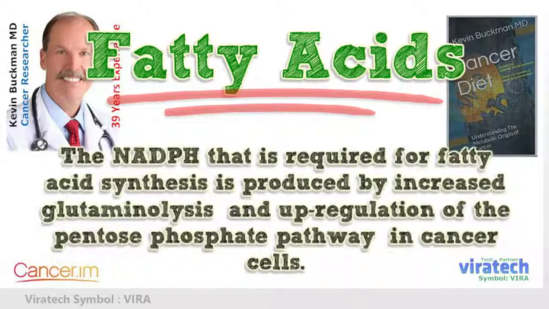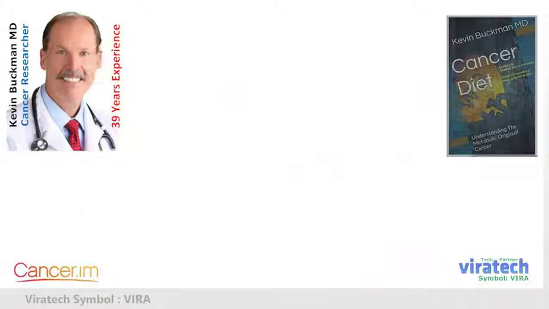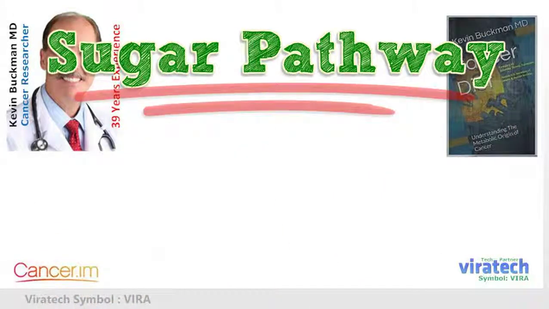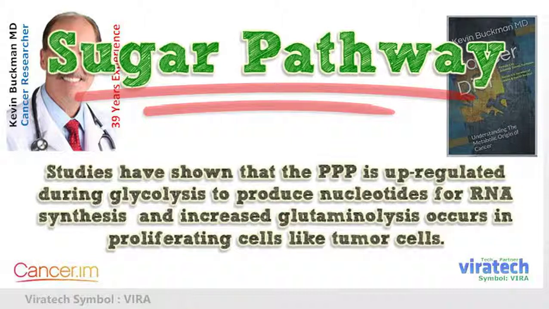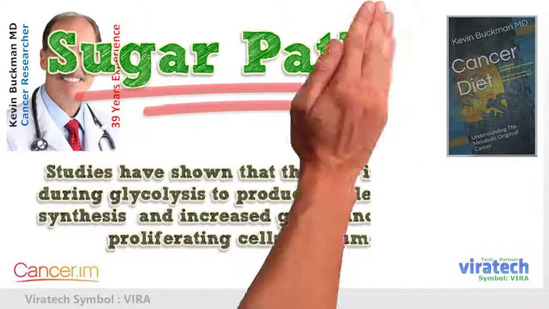The NAD that is required for fatty acid synthesis is produced by increased glutaminolysis and upregulation of the pentose phosphate pathway in cancer cells. Sugar pathway. Studies have shown that the PPP is upregulated during glycolysis to produce nucleotides for RNA synthesis, and increased glutaminolysis occurs in proliferating cells like tumor cells.